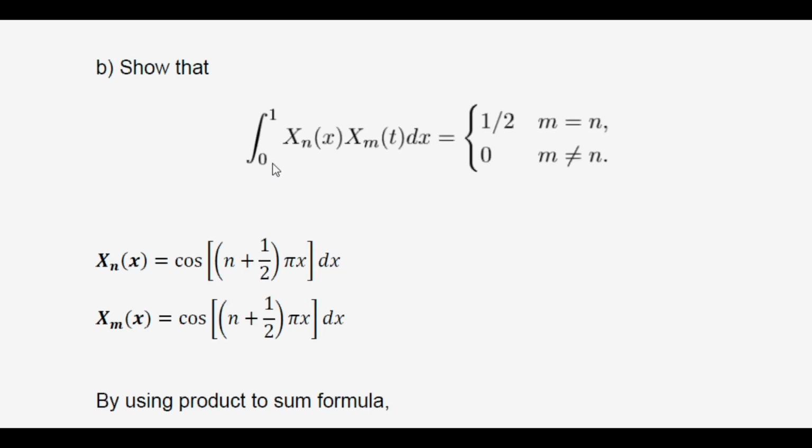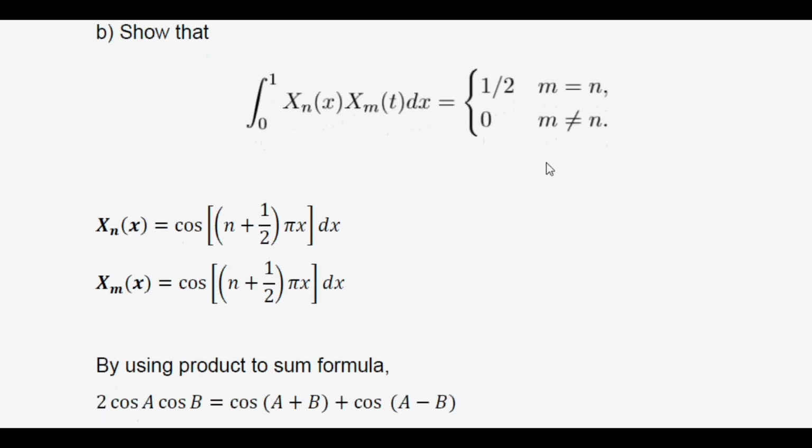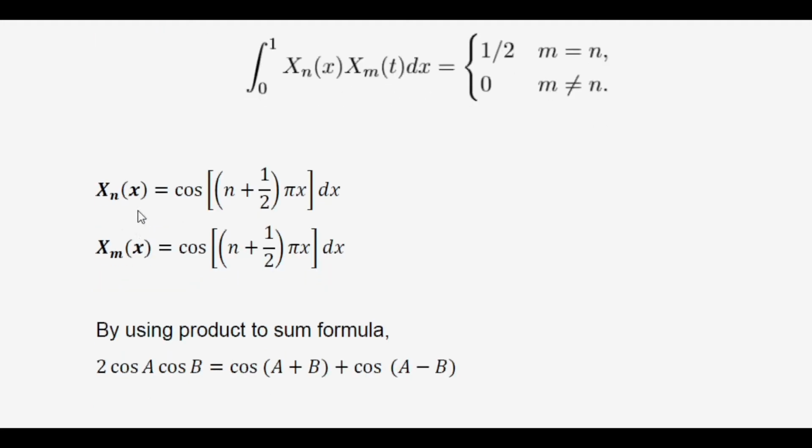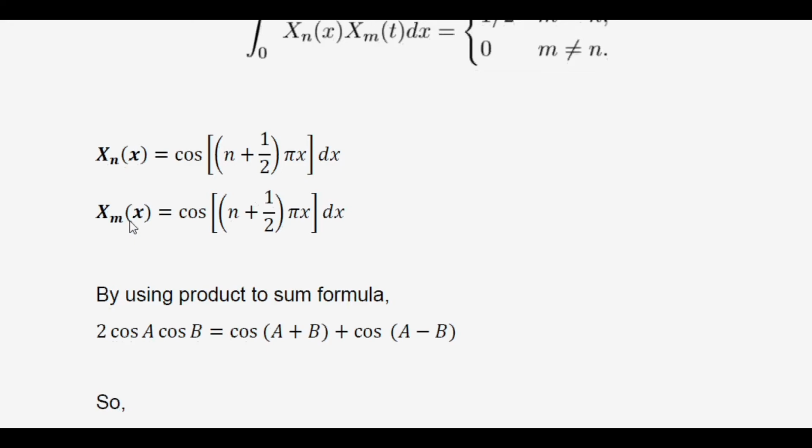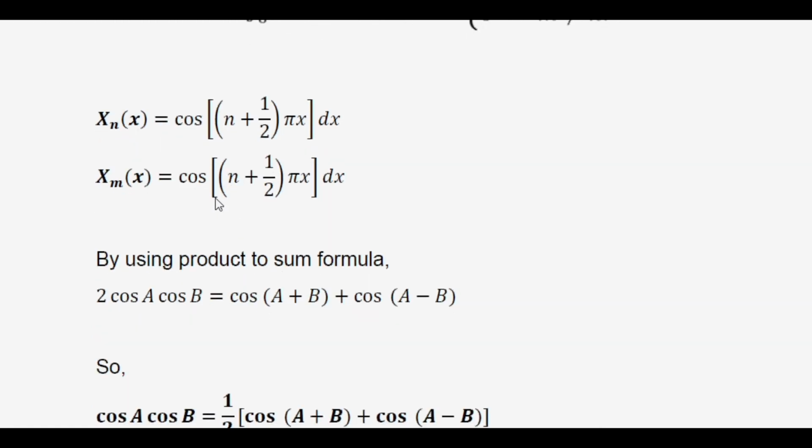with the limit of 0 to 1 is equal to 1/2 for m equal to n and 0 for m not equal to n. Okay, from the previous solution 2a, we got Xn(x) equal to this equation, and for Xm(x) we got this equation, but this equation is not true. The data that we keyed in are incorrect, which is it should be cos((m + 1/2)πx) dx.